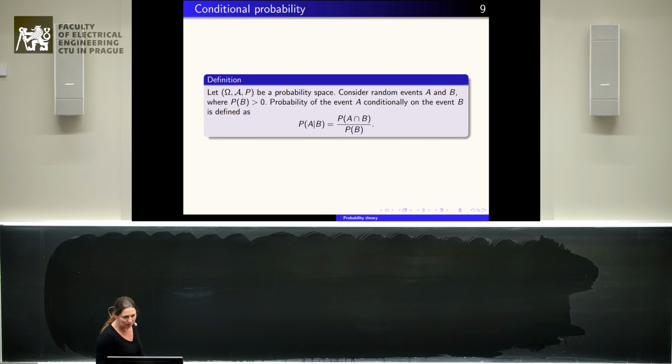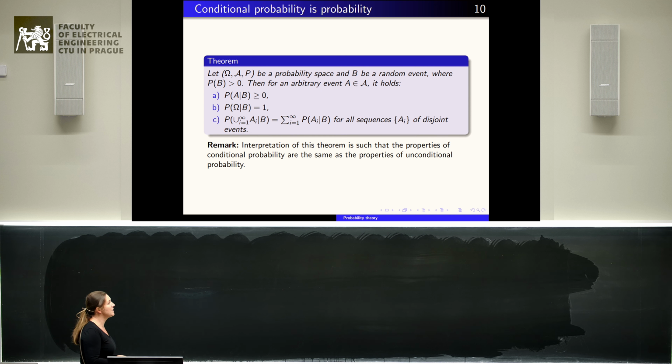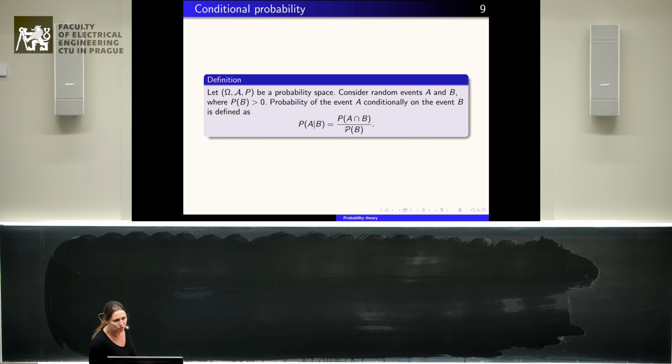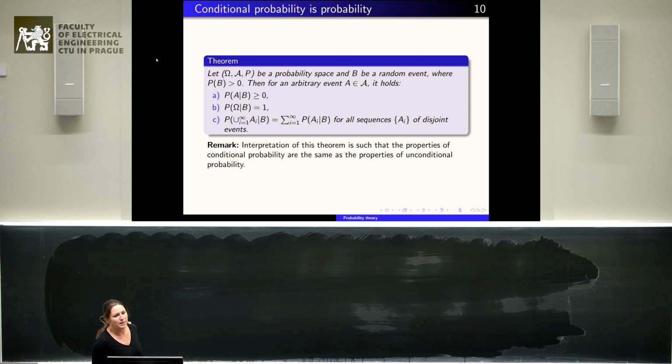Maybe it looks quite terrible, but it isn't, because in fact the conditional probability behaves like the normal probability. It is given by this theorem, which says that when we consider a probability space and a random event B whose probability is greater than 0, it is only because in the definition of conditional probability we divide by the probability of the event B. So in order for this conditional probability to be defined, we need the probability of the condition to be positive. And then for an arbitrary event A, these 3 conditions hold.